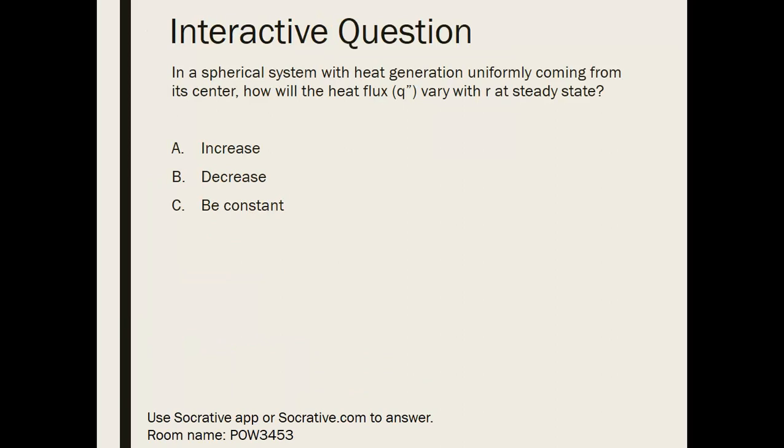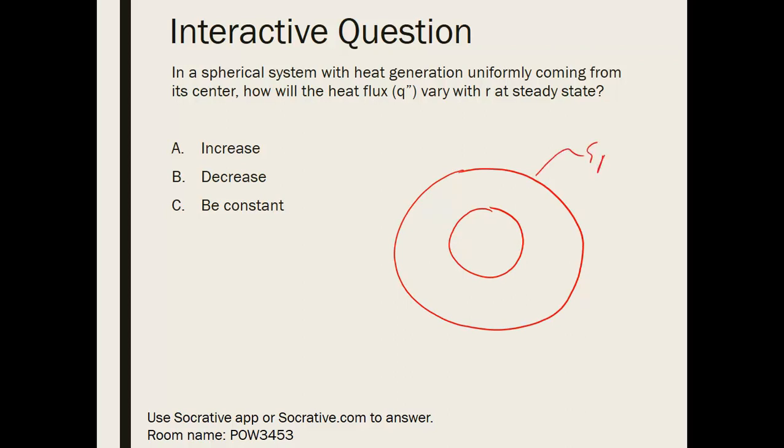Okay, so let's do an interactive question. In a spherical system with heat generation uniformly coming from its center, how will the heat flux vary with R at steady state? So let's assume you have a hollow sphere. So now this is a sphere, and we have generation going out. This heat eventually is going out in every direction uniformly, so there's no variation with respect to the different angles, phi and theta, that we use for spherical coordinates. So how does heat flux vary with radius? Is it going to increase with radius, decrease with radius, or stay constant with radius? I'll give you just a second to think about it.